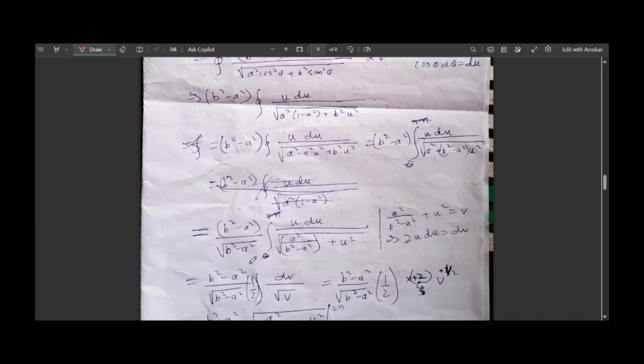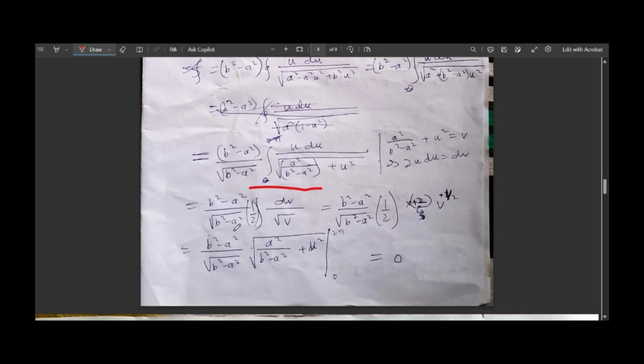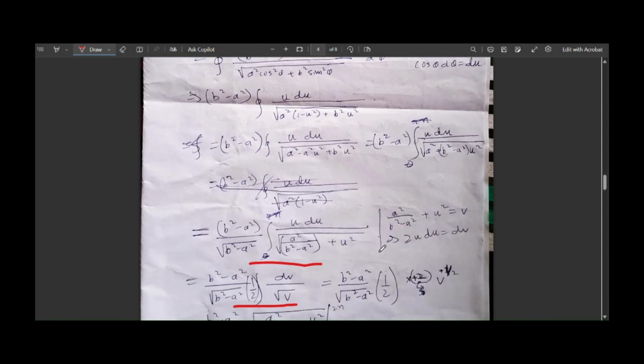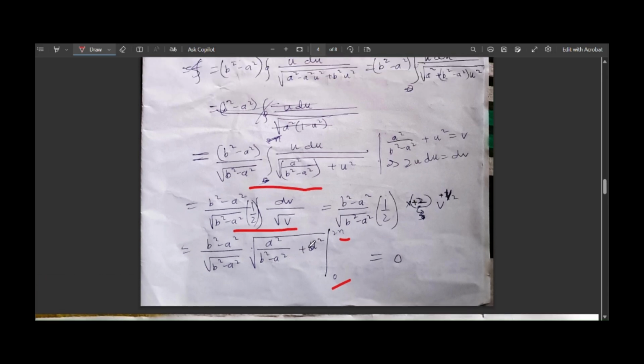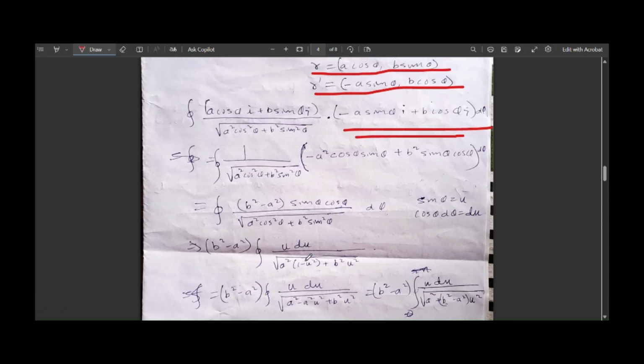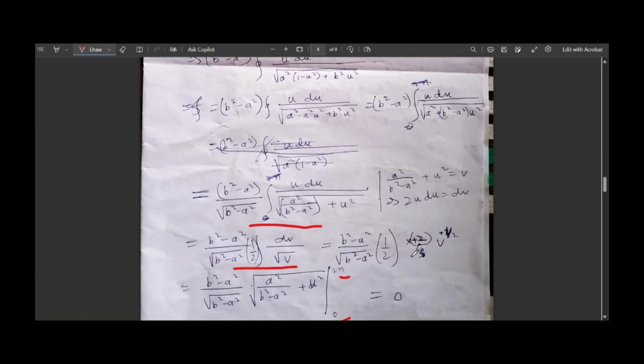Here you again have to make a substitution. Substitute a square by b square minus a square plus u square is equal to v. Then 2u du becomes dv, and the integral becomes relatively easier. Integral dv by root b plus 2 v to the power 1 by 2, but the limits I have not written here, but the limits are from 0 to 2 pi. Hence the whole expression, after substituting back the value of v and u here, we will get the whole quantity become 0.